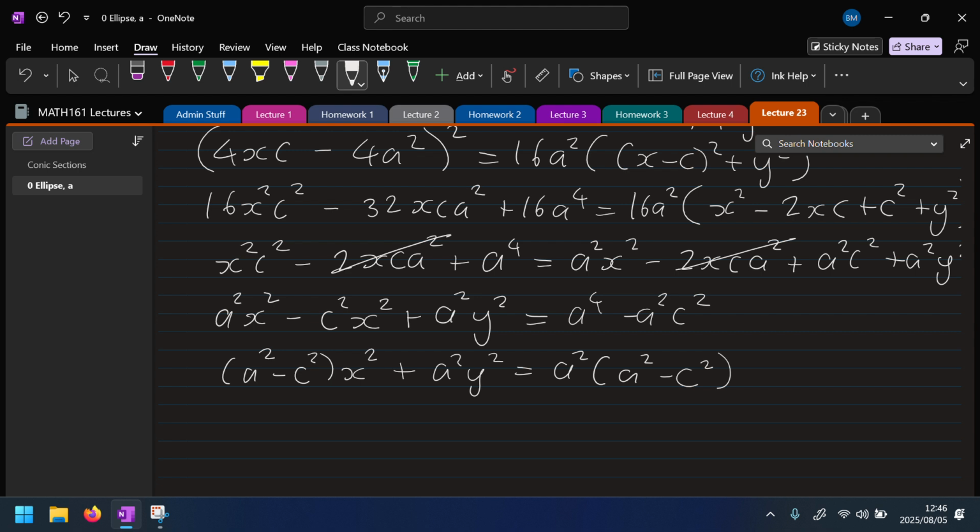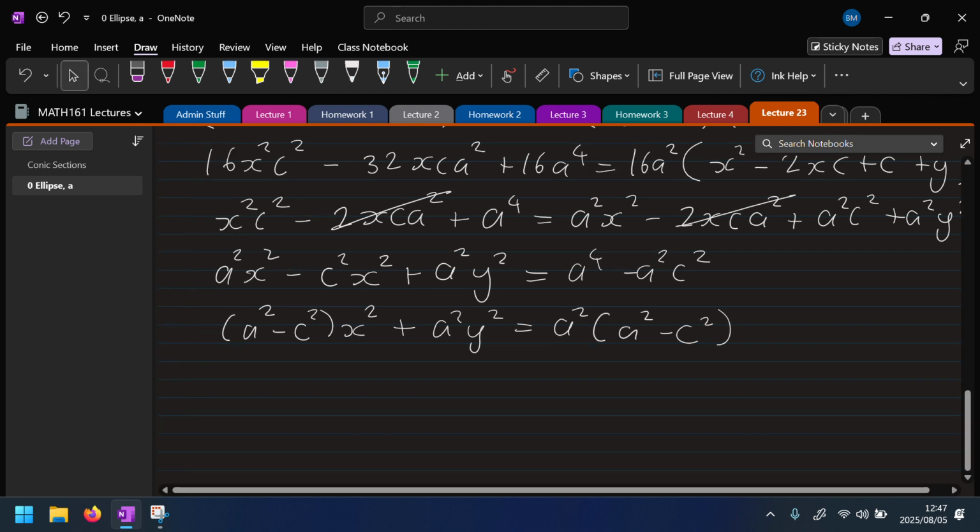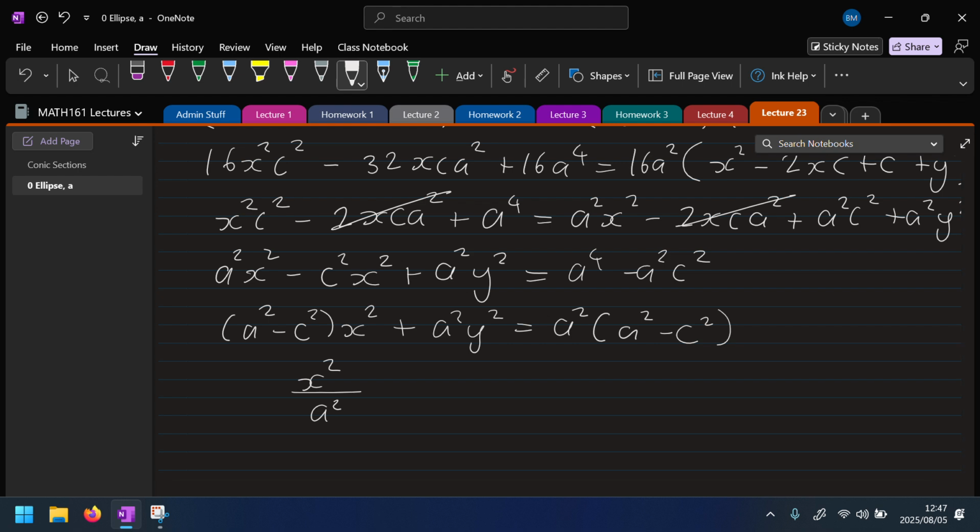Finally, we're going to divide everything by that constant on the right-hand side. So we're left with x squared over a squared, because the a squared minus c squared will cancel, plus y squared over a squared minus c squared, because the a squareds cancel, and right at the end, that's just going to be 1.